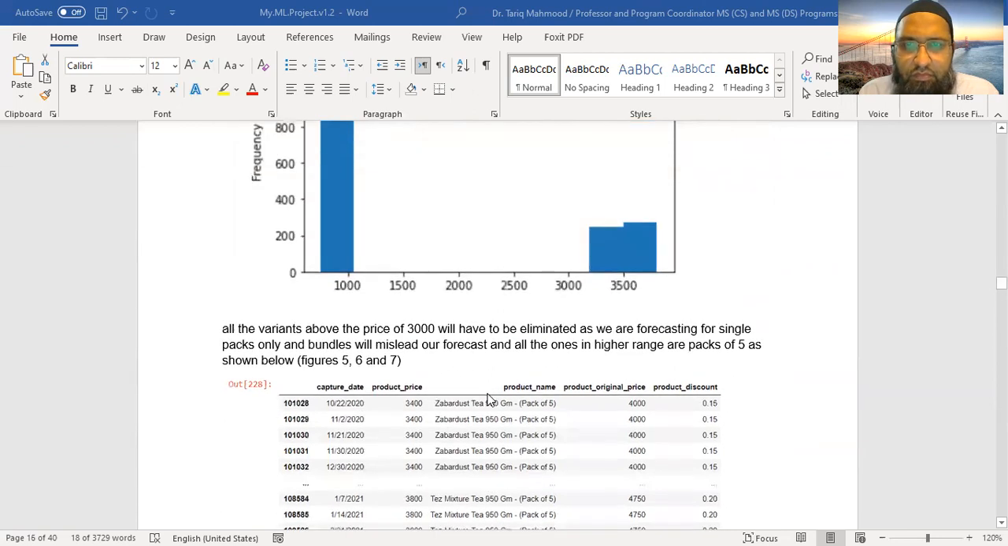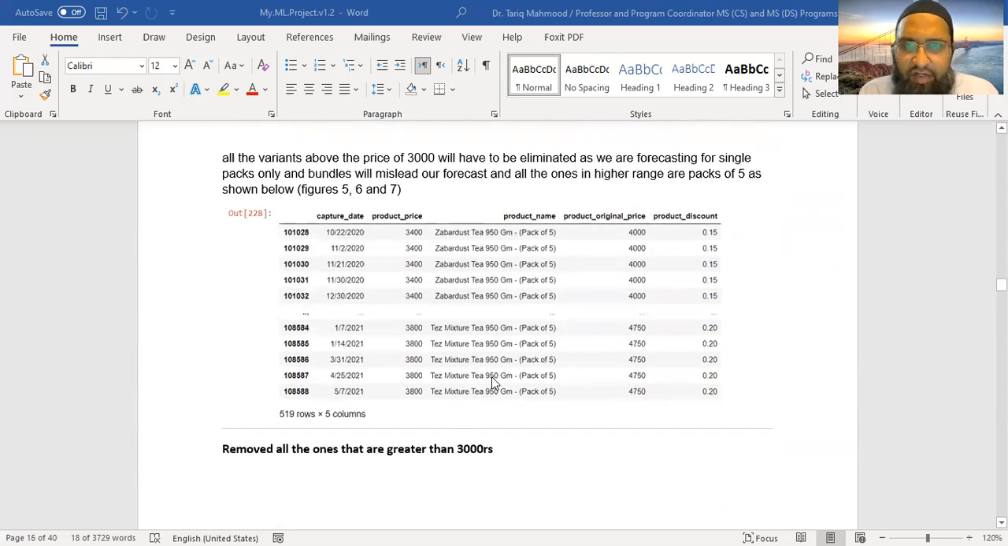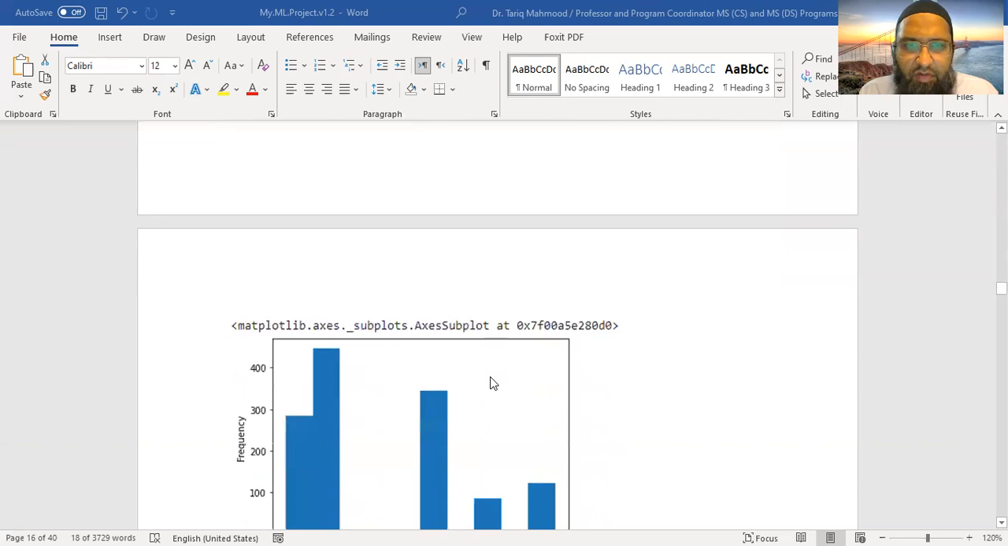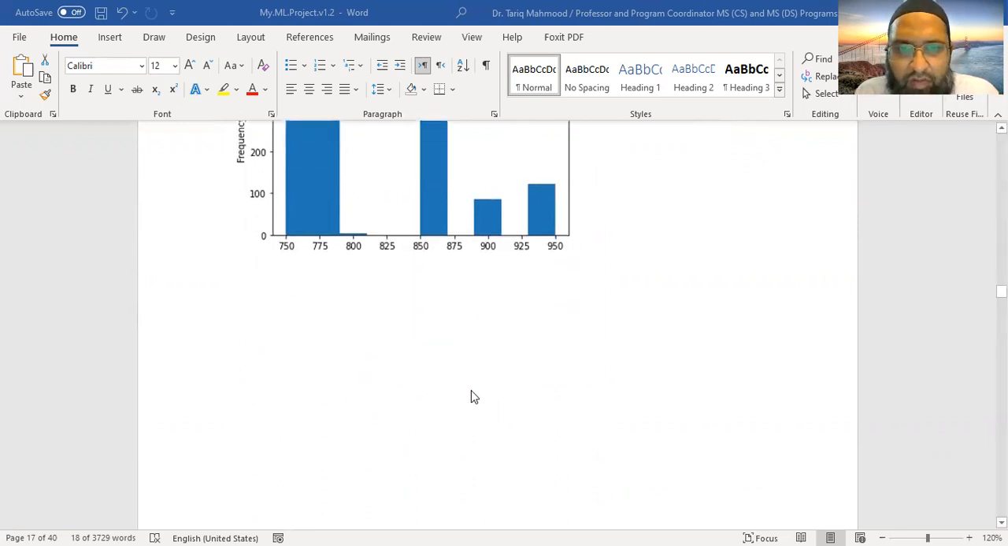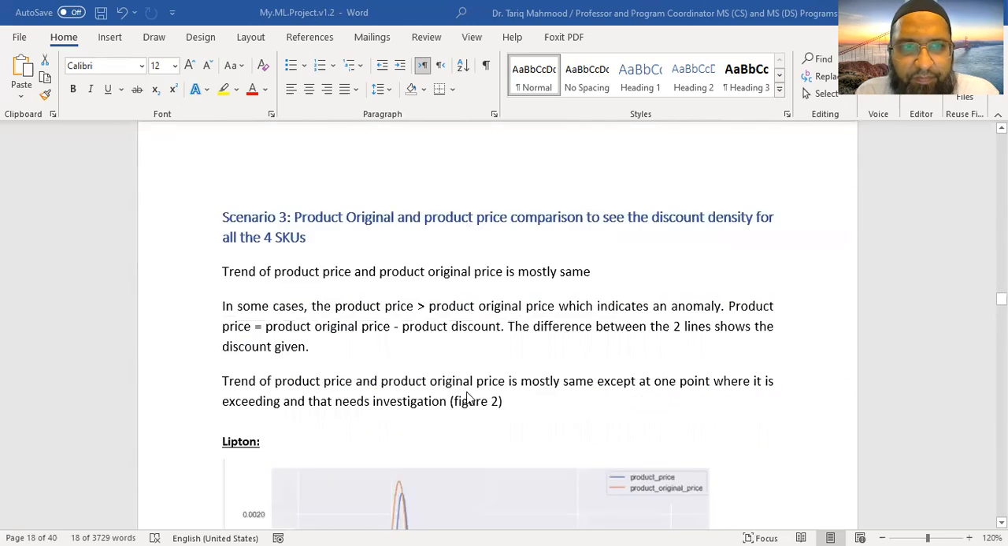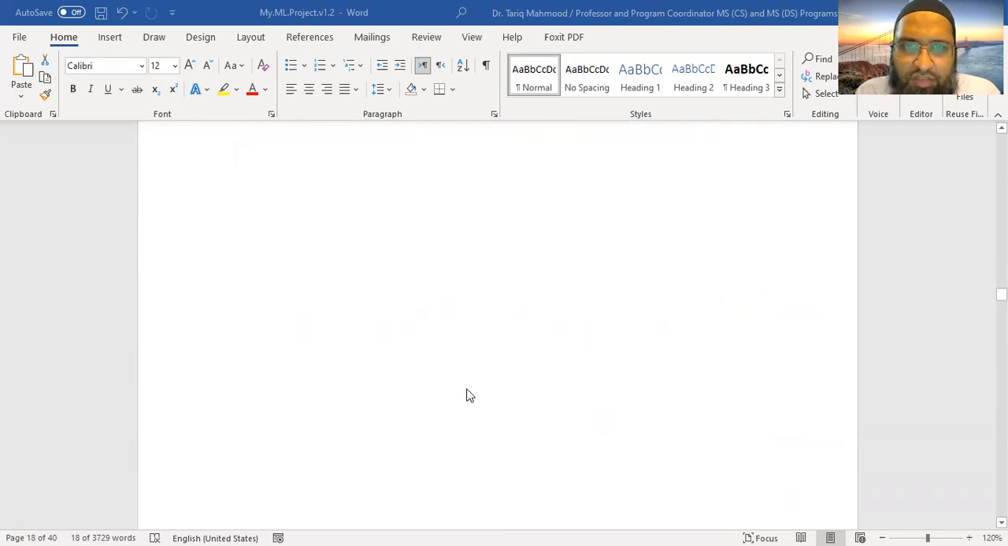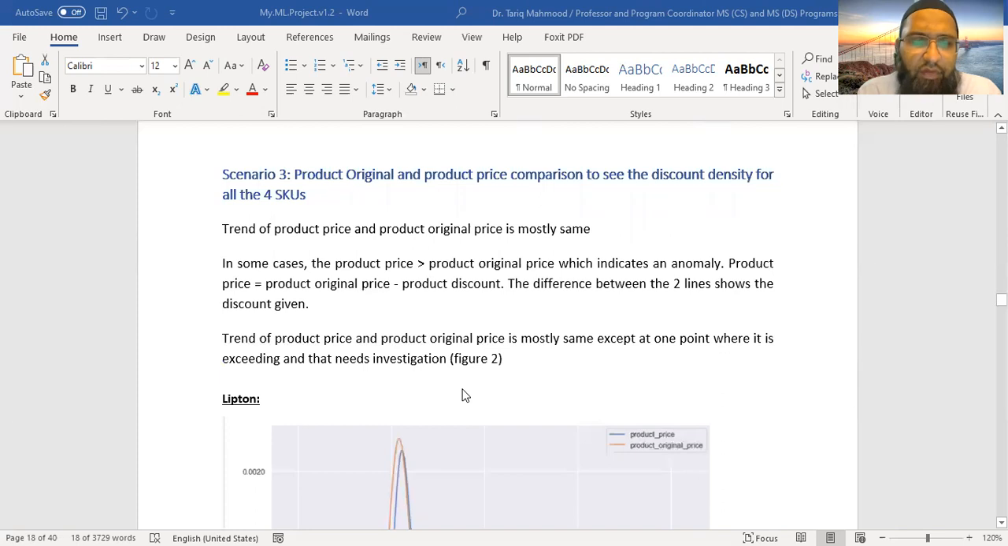So we removed all the ones that are greater than 3,000 rupees, obviously, because that's not something that we want to do. So this is the graph that we get. So this is pretty good, but these big spaces in between, they are making things very complicated. So this is not a stable normal curve at all. It's not easy to forecast. So that's what we gather from scenario 2.